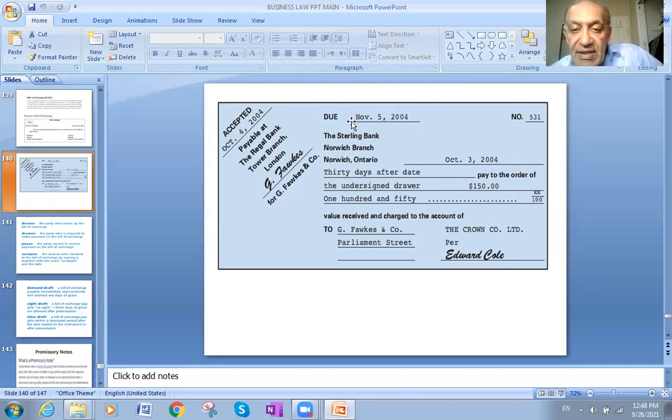And he said, this is the date due, but this is the date of issue. The date of issue is October 3. And the date due is 1 month and 2 days after, almost 1 month, 30 days after date. So when you calculate the 30 days after date, it will come to November 5. If you calculate on your hand 30 days after October 3, the date due will be November 5. Okay, 30 days after date, pay the order of the undersigned drawer.